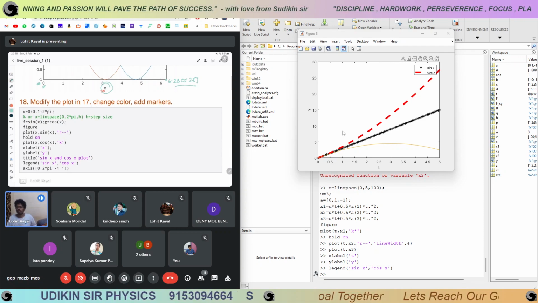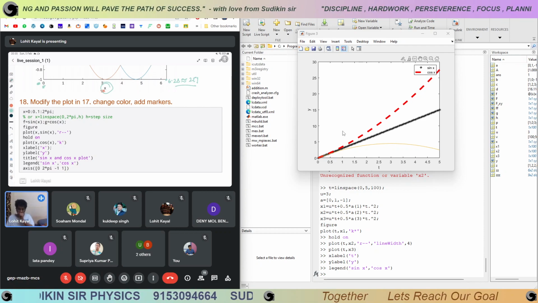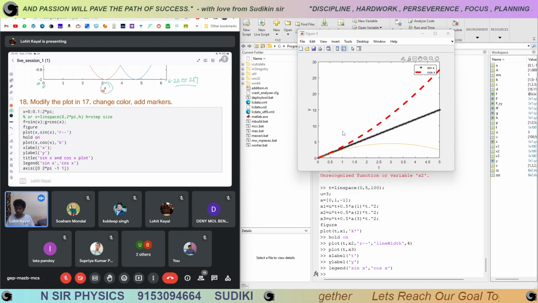Now you have to do some art on the plot.